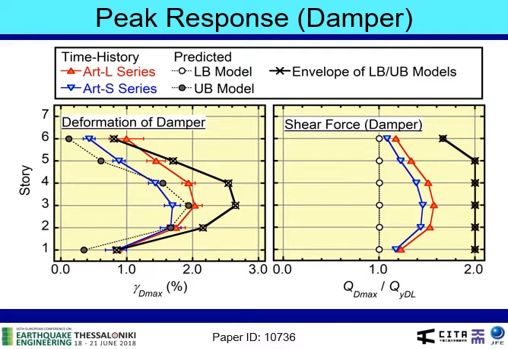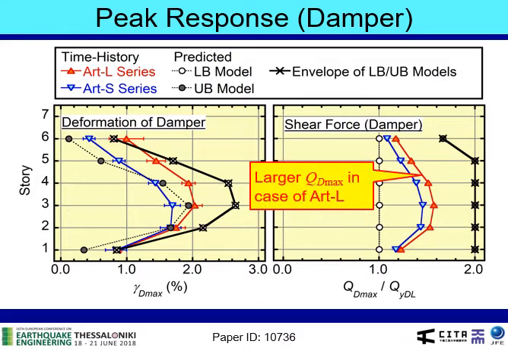Here shows the comparison of deformation and shear force of dampers. As you see, the predicted damper deformation and forces are conservative compared to the time history analysis results. According to the difference of damper force due to the different duration, the mean of peak shear force obtained for the at L series is larger than that obtained for the at S series, as expected. However, the difference is not significant.